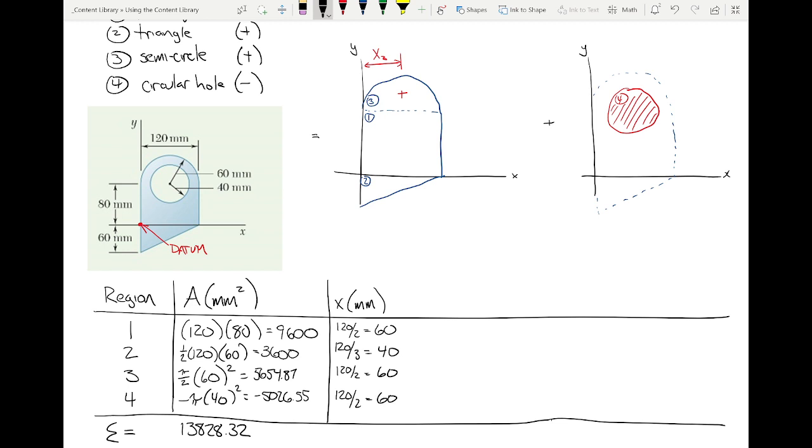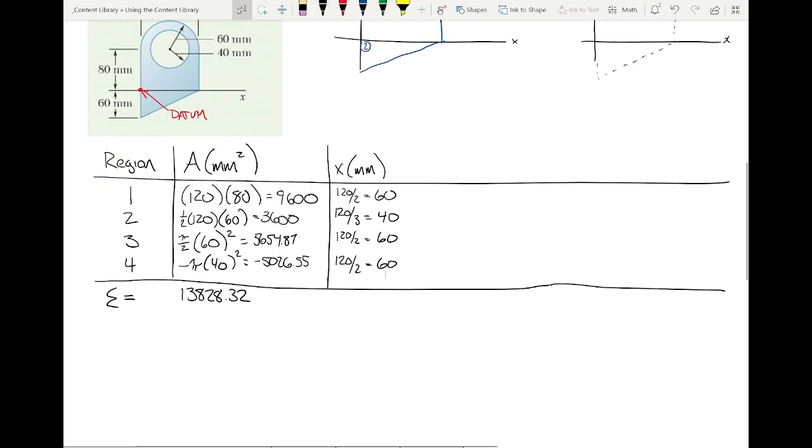Am I going too fast, or does that make sense? Everybody with me so far? Okay. If you're okay with that, we can go ahead and compute one of our coordinates right now. I have an area column, I have an x column, and I'm now going to do this. How do you do that? You just use cell by cell. So for example, this first one, what is 9,600 times 60?